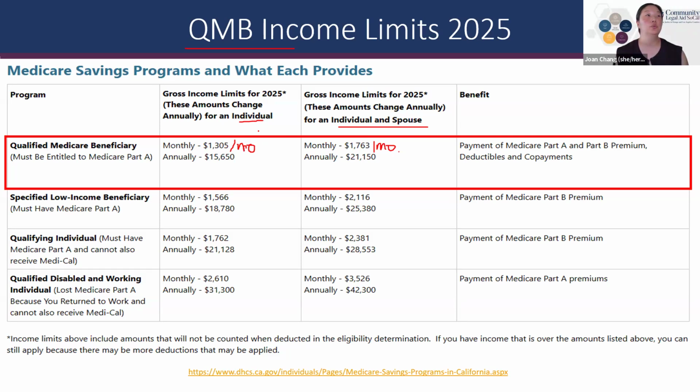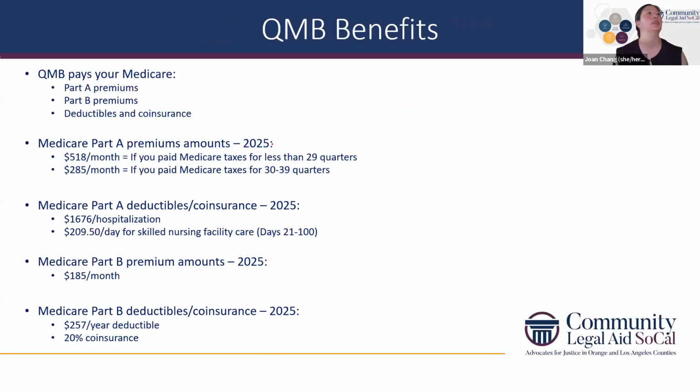But if you are eligible and your income is below these amounts, there's lots of wonderful, amazing things that come with this QMB program. So let's talk about it. All right, the QMB benefits include: QMB pays for your Medicare Part A premiums, pays for your Medicare Part B premiums, and takes care of your deductibles and coinsurance for Medicare.